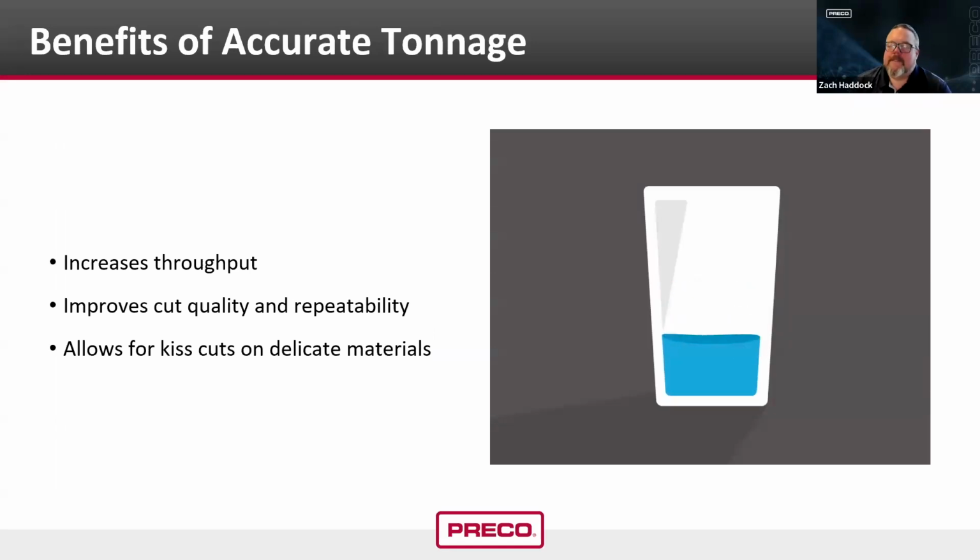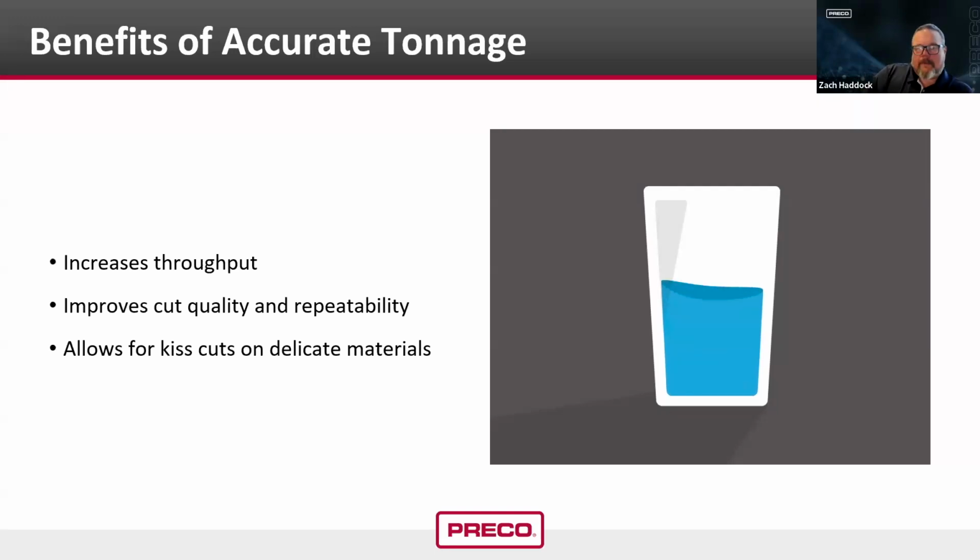So what are the benefits of having an accurate tonnage? Well, it can increase your throughput. It can improve your cut quality and make it more repeatable. And then also, if we're doing what I like to call delicate processes or delicate die cutting, we can kiss cut down to very thin, very delicate liners if we're using just the required amount of tonnage and not going more, because there's such a lower shock load, or shock wave, I should say, when that valve shifts or when the tonnage is released.